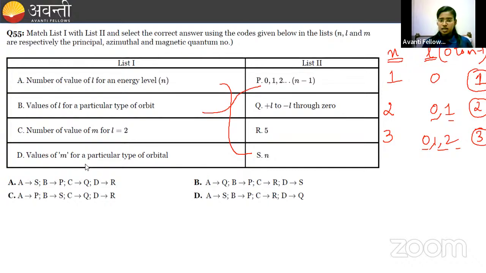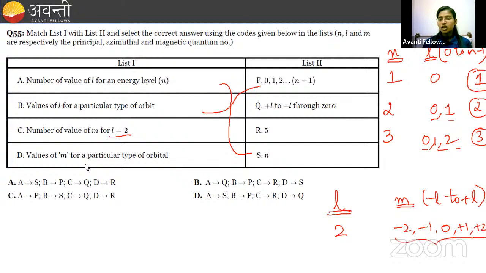Then coming to C. The number of values of m for l equal to 2. For a given value of l, m can have values from minus l to plus l. Here the value of l is given as 2, so the value of m will be minus 2 to plus 2. So it is minus 2, minus 1, 0, plus 1 and plus 2. So totally we have 5 values.